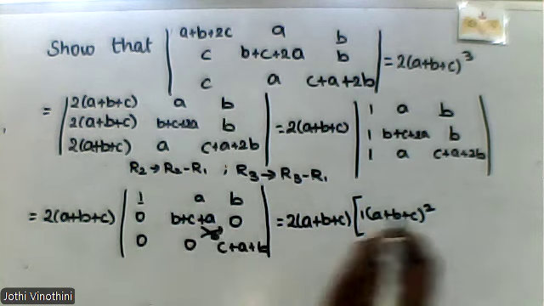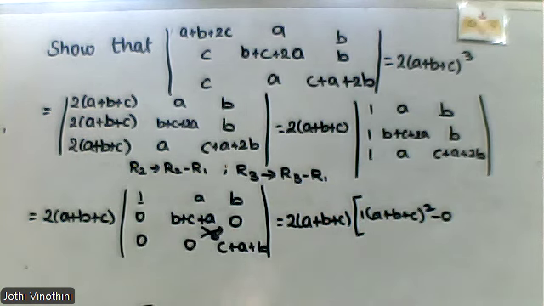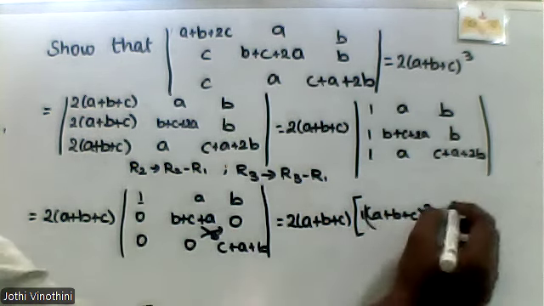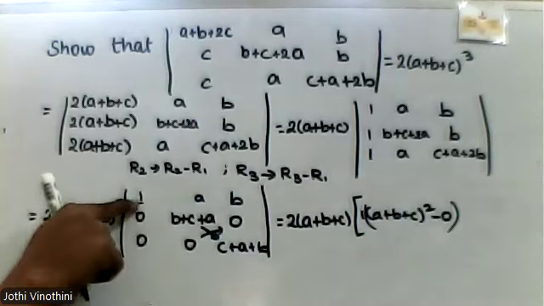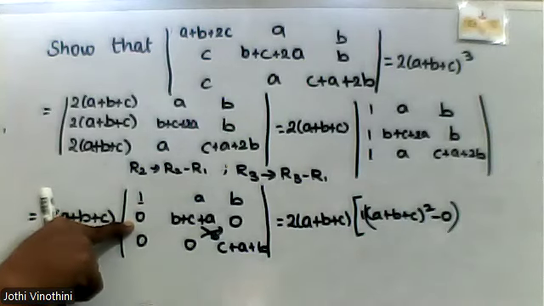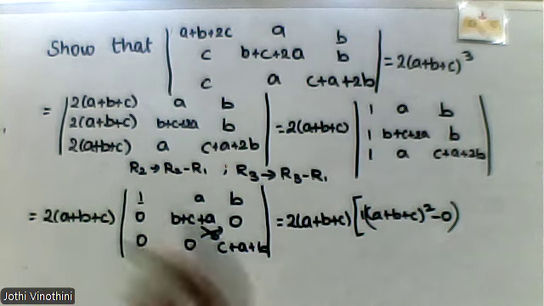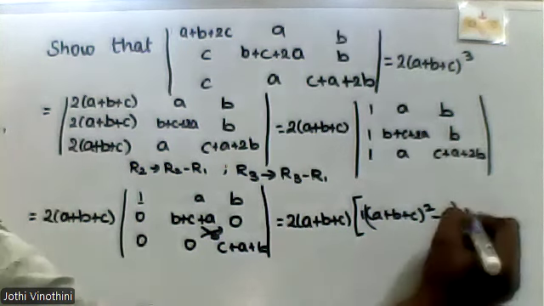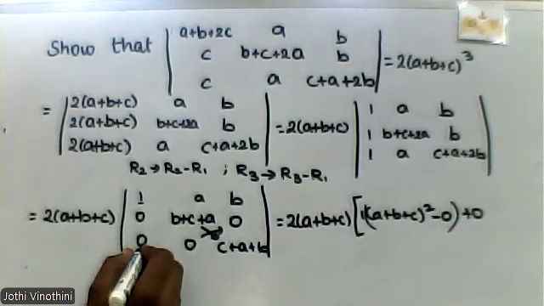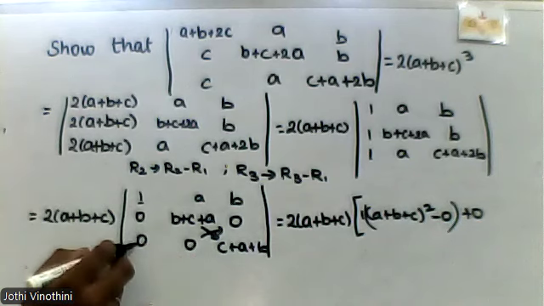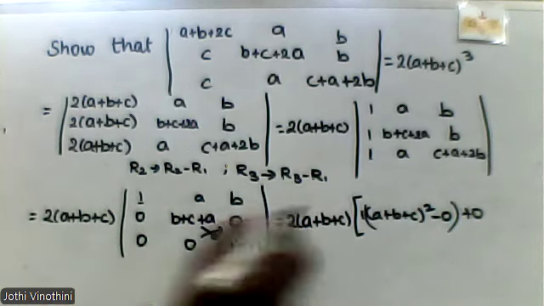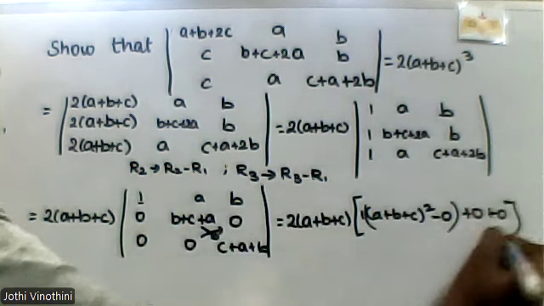When we multiply this, 0 into 0 is 0. Right? For the first column. So see the second column, it is 0. So 0 multiplied by anything is 0. See, the third element in the first column is also 0. So it will become 0.